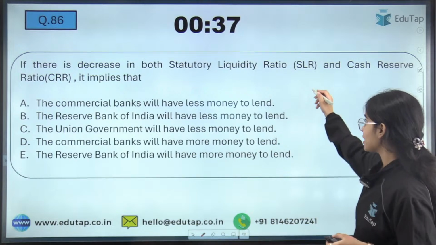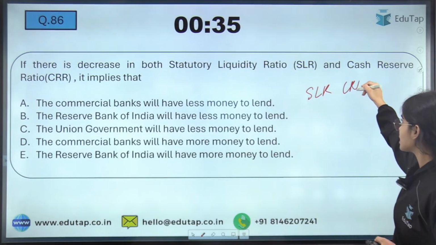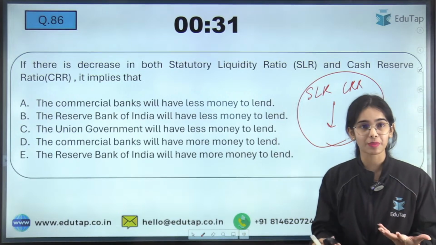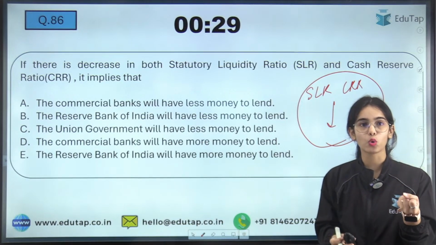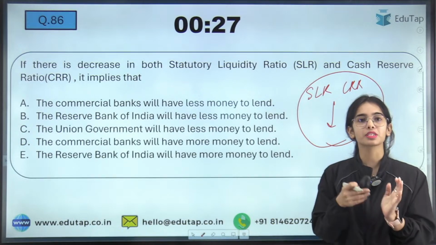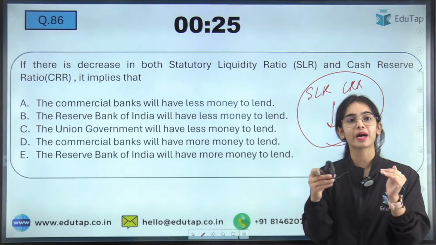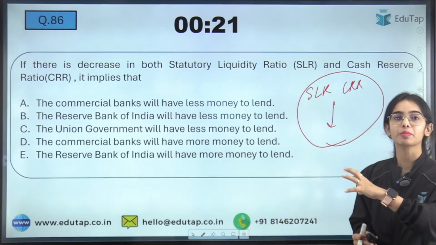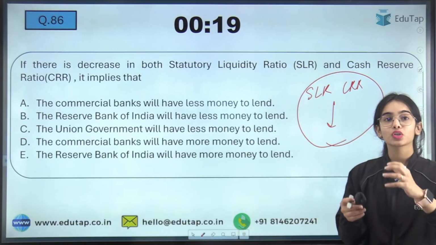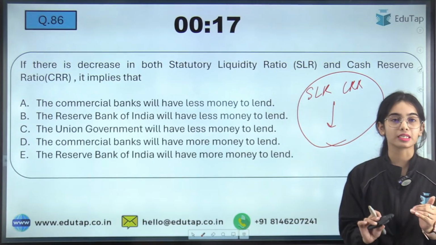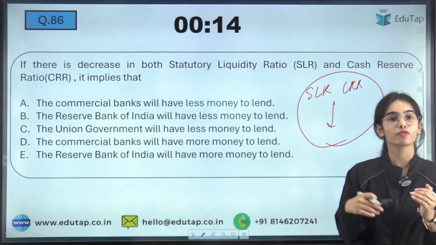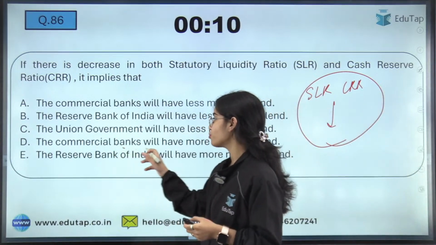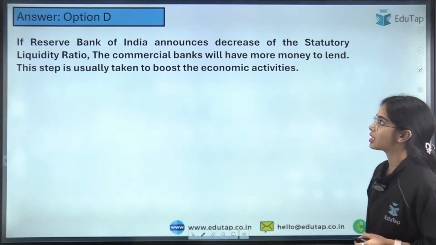If the SLR and the CRR are being decreased by the Reserve Bank of India, that means the banks have to hold less money. SLR is a percentage of NDTL that the banks have to keep with themselves, and CRR is a percentage of NDTL that the banks have to keep with RBI. So if the SLR or CRR are decreasing, the banks have to keep less money with themselves or with the RBI, so they have more money to lend. So commercial banks will have more money to lend. So D is the answer here.